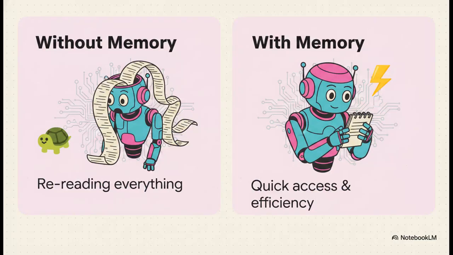Okay, so let's break this down. For any good conversation, you've got to remember what the other person just said, right? An AI is exactly the same. Without memory, it's like having to reread an entire book just to understand the next sentence. It's totally impossible. But with memory, it's like glancing at a little notepad for the key points. One is super slow, the other is lightning fast.